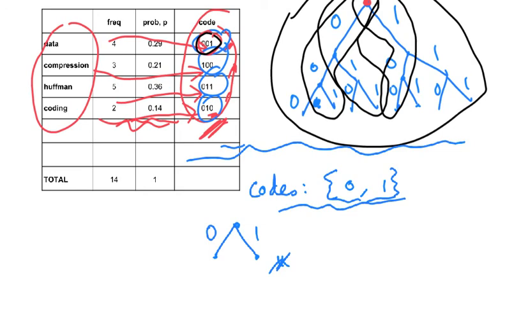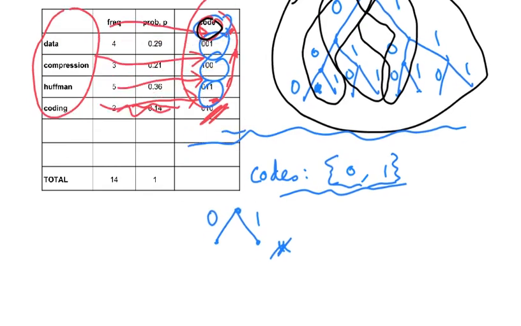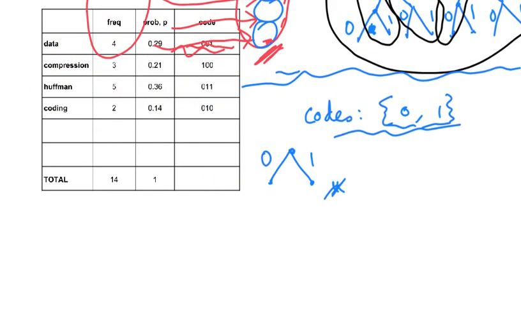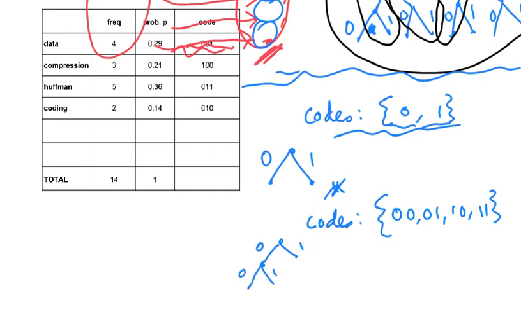Now let's try a further example. We have these codes: 00, 01, 10, 11. Let's try this. Now, what can I tell about this binary tree? If the code is that nice, then it's kind of balanced. The tree is kind of balanced.